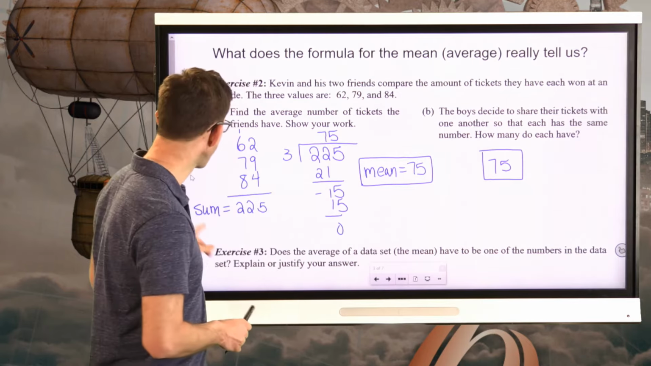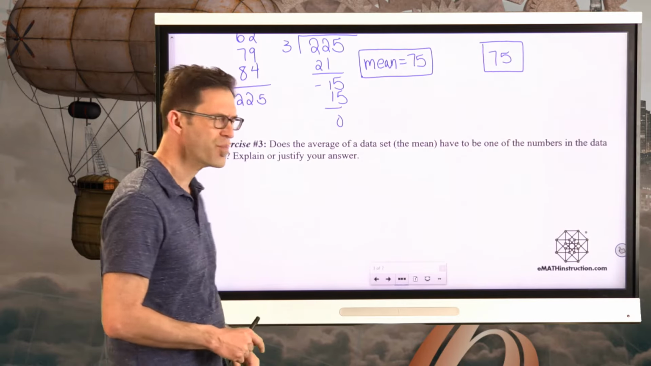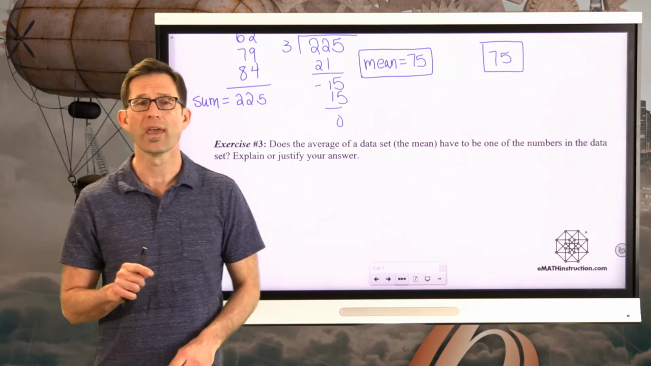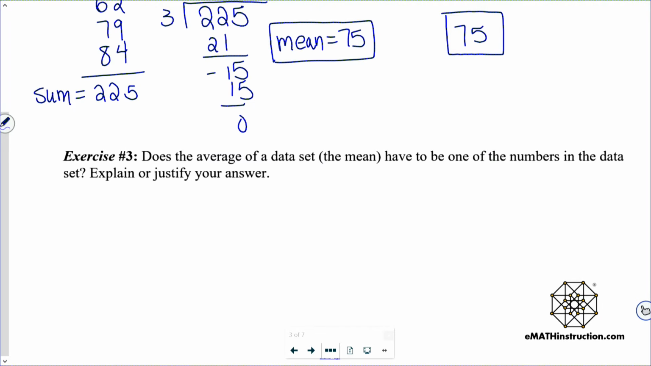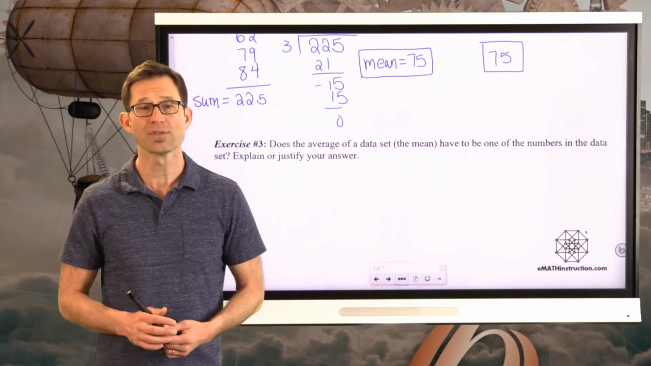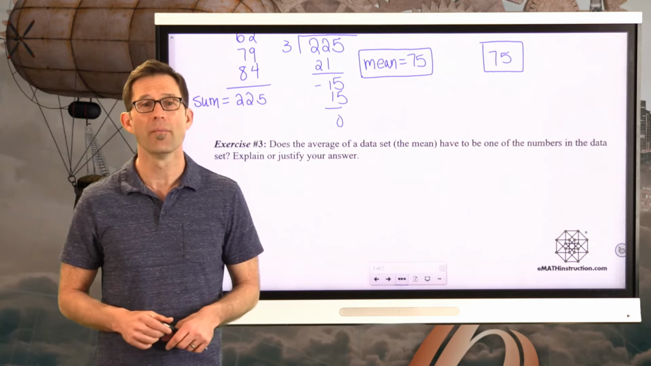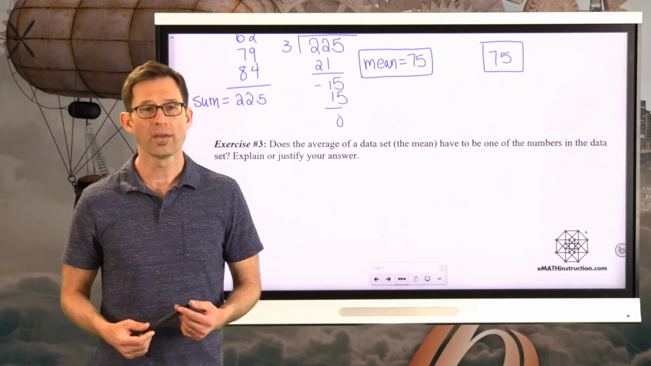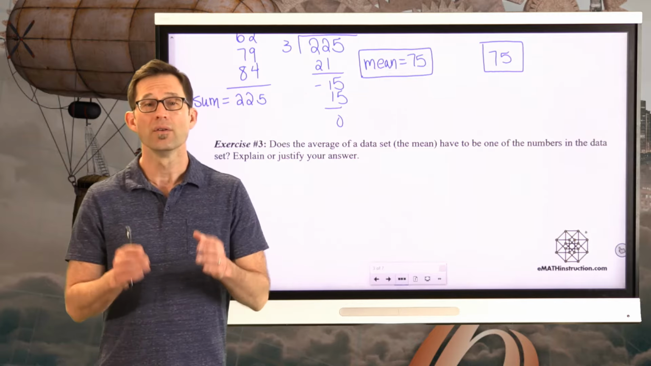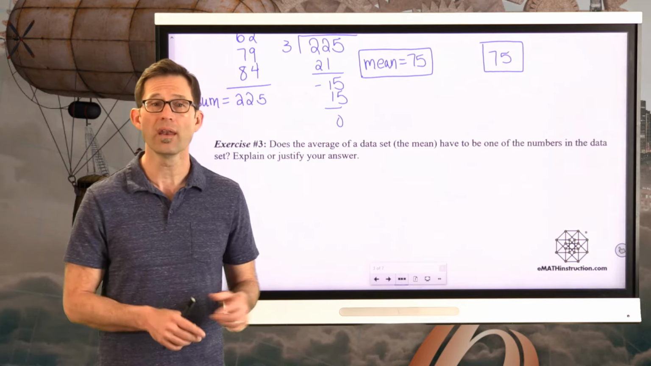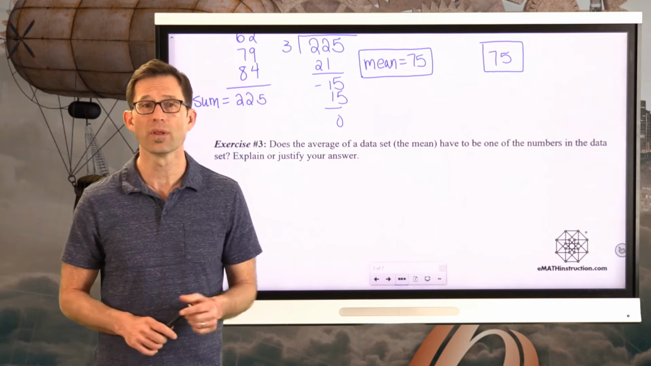Now, one of the really important things about means that can confuse students, we're going to get at in exercise 3. So let's take a look at that. Does the average of a data set, the mean, have to be one of the numbers in the data set? Explain or justify your answer. All right, so a lot of times people get confused about this exact issue. What I'd like you to do is look actually both at exercise 2 and at exercise 1. Does the mean have to be one of the data values? Pause the video now and see what you think.